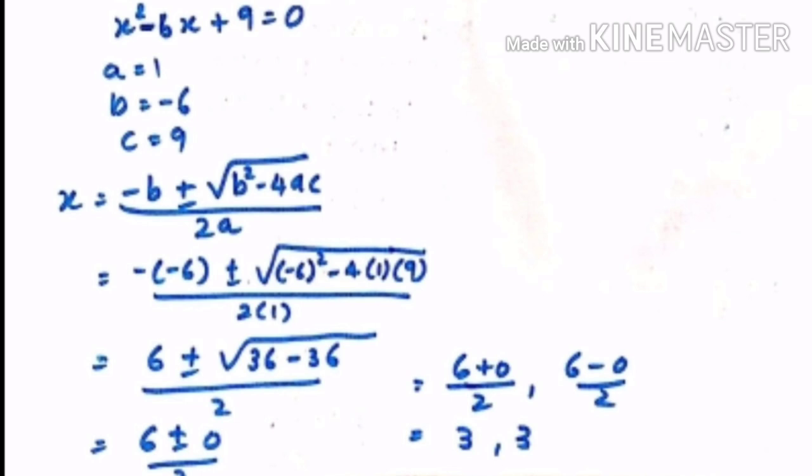So next step, 6 plus or minus under root 36 minus 36, that is 0. So 6 plus or minus 0 by 2. So I get 6 plus 0 by 2 and 6 minus 0 by 2. So I get 2 roots, 3 and 3. Both the roots are the same here.